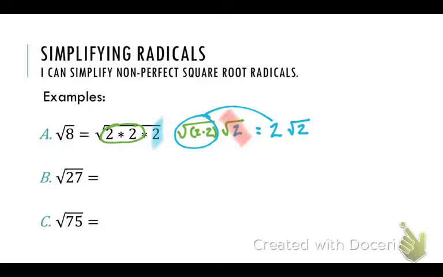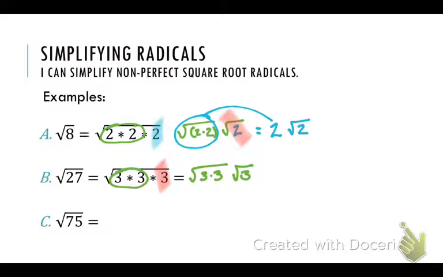All right, let's talk about example B, the square root of 27. First I go to my prime factorization chart or make a tree, and it tells me that it is 3 times 3 times 3. So now I circle a pair, 2 of them, and I rewrite it as 3 times 3, and then my last one comes out by himself, just underneath that radical.